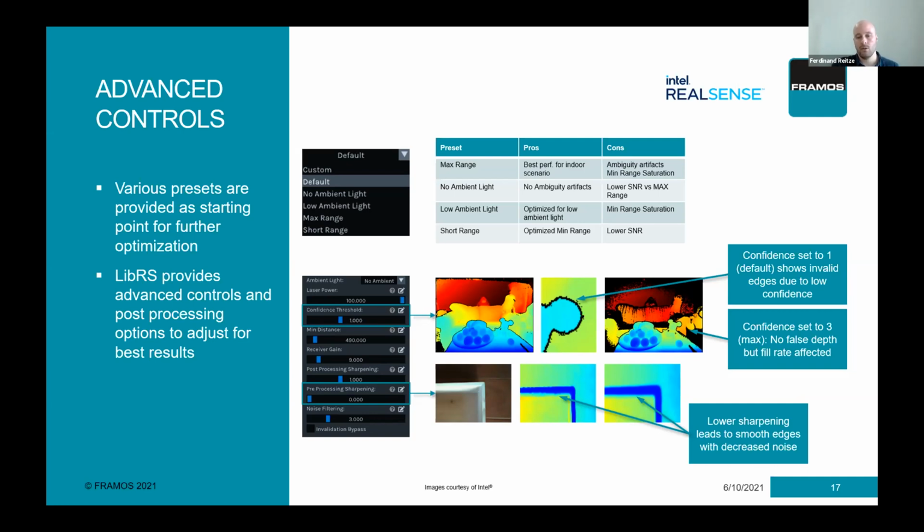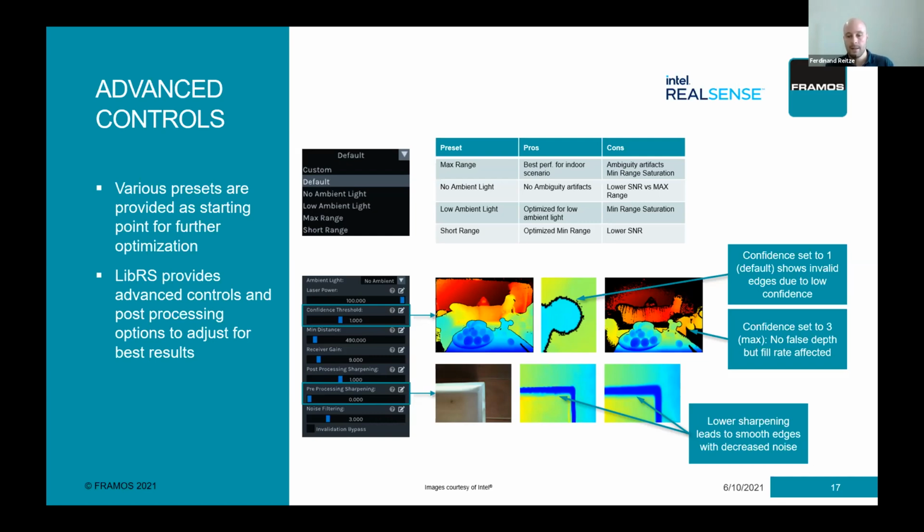Next up, you have the no ambient light preset. It's the same as maximum range, but the laser power is calibrated to avoid the ambiguity artifacts. It comes at the cost of signal to noise ratio versus maximum range. So when you want to improve the quality of the depth map and you don't have any ambient light coming in, you have controlled lighting conditions, then you may prefer this preset for maximum range.